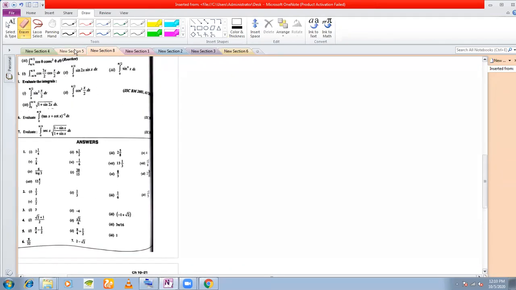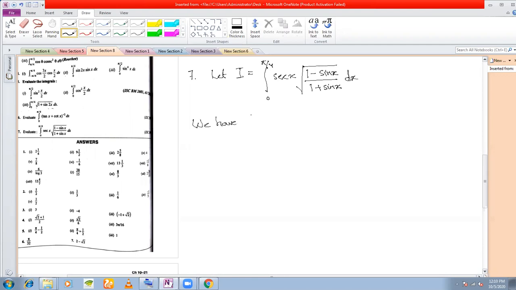So let's see number 7. Let I is equal to integral 0 to pi by 4 sec x root 1 minus sine x divided by 1 plus sine x dx. Okay, so first we evaluate it as an indefinite integral first.